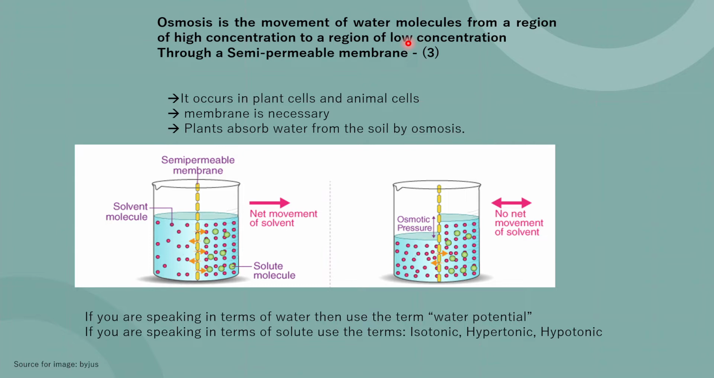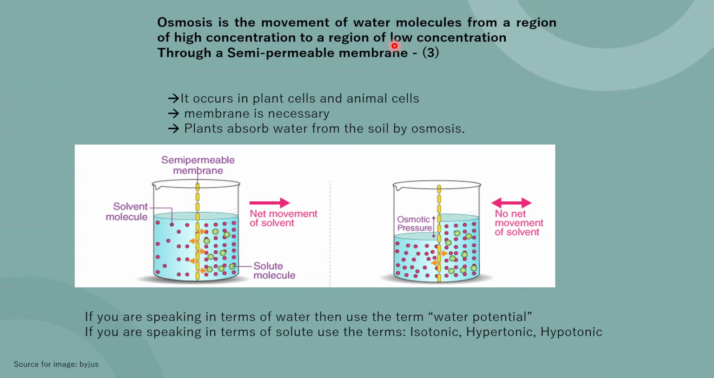There are more water molecules in the soil than inside the plants. We can say that the concentration of water molecules is greater in the soil than in the plant. So the water particles move from inside the soil to inside of the plant. If you're looking at this diagram over here, we can see that there are fewer solvent particles over here and more solvent particles over here. So we can say that the solvent particles from a region of higher concentration move to that of a lower concentration. So if you're speaking in terms of water, then use the term water potential.